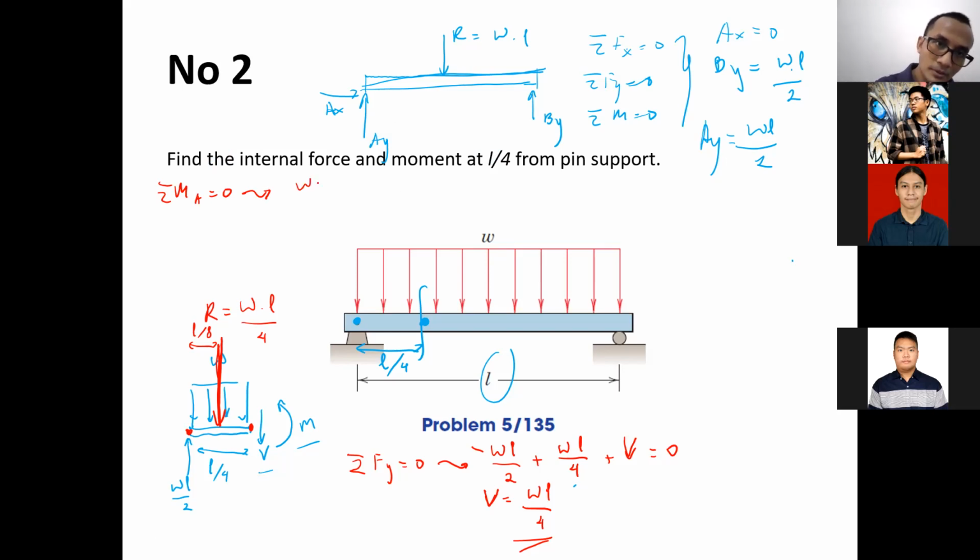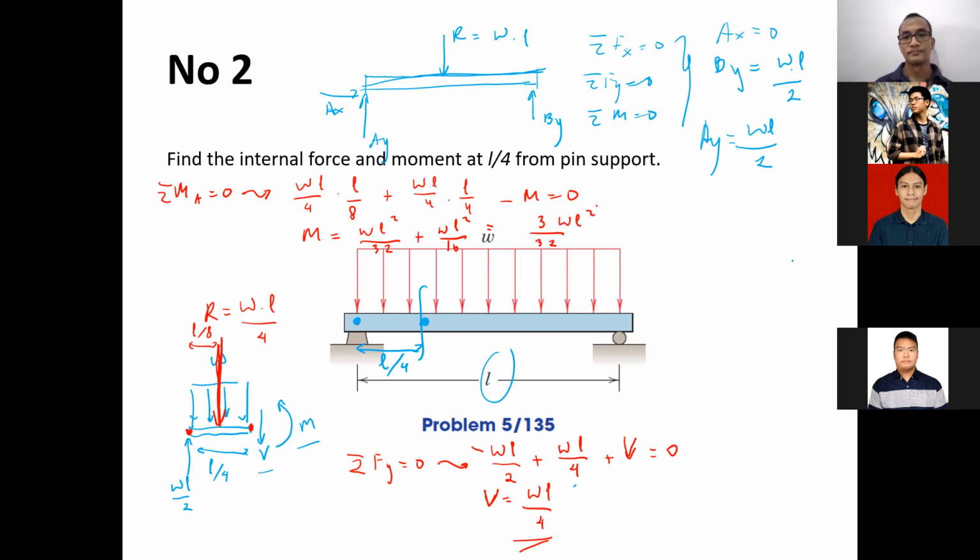WL over 4 times L over 8, plus WL over 4 times L over 4. WL over 4, that one is for the phi, right? And then minus M equals 0. Correct. So our M is supposed to be the summation of both. What we will get there is WL square over 32 plus WL square over 16. So what we have is 3 over 32 WL square. This is our moment.